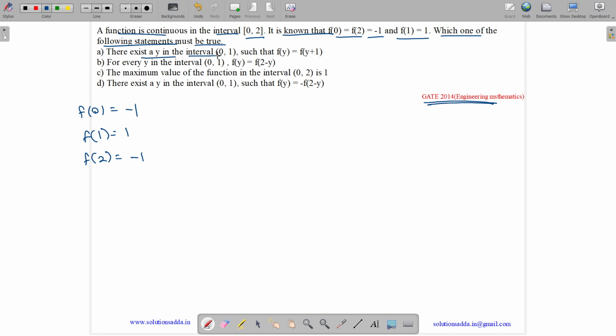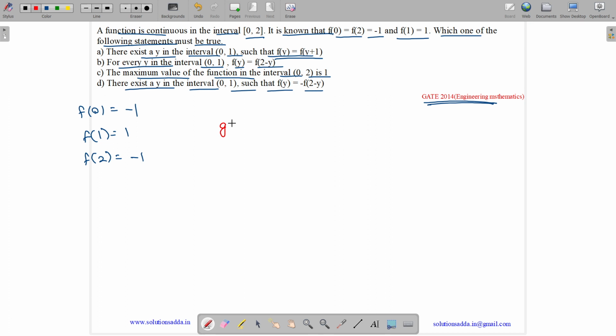There exists a y in the interval [0, 1] such that f(y) equals f(y+1). For every y in the interval [0, 1], f(y) equals f(2-y). The maximum value of the function in the interval [0, 2] is 1. There exists a y in the interval [0, 1] such that f(y) equals minus of f(2-y). Okay, let us see.